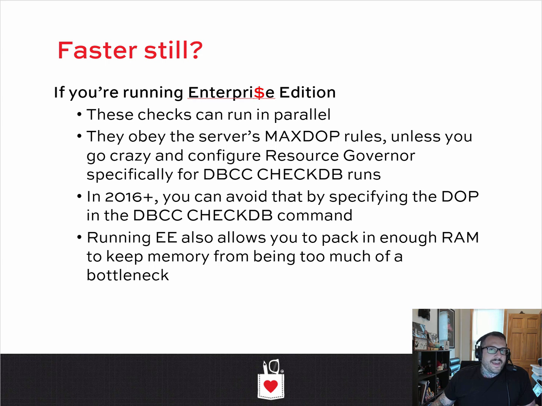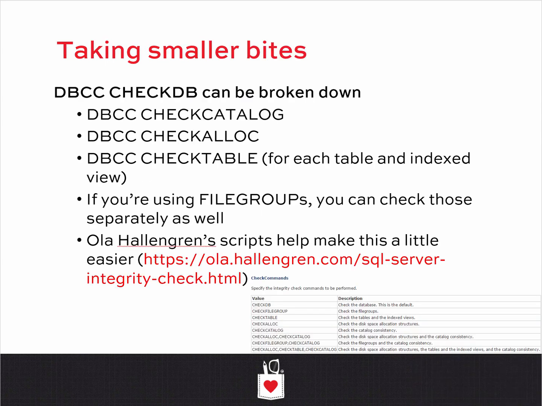Something that you're going to have to get used to when you're running DBCC CHECKDB on a very large database is breaking checks up into smaller bits. There are three main components that make up a full DBCC CHECKDB. There's DBCC CHECKCATALOG, DBCC CHECKALLOC, and DBCC CHECKTABLE for each table and indexed view. If you're using filegroups, you can use DBCC CHECKFILEGROUP as well.